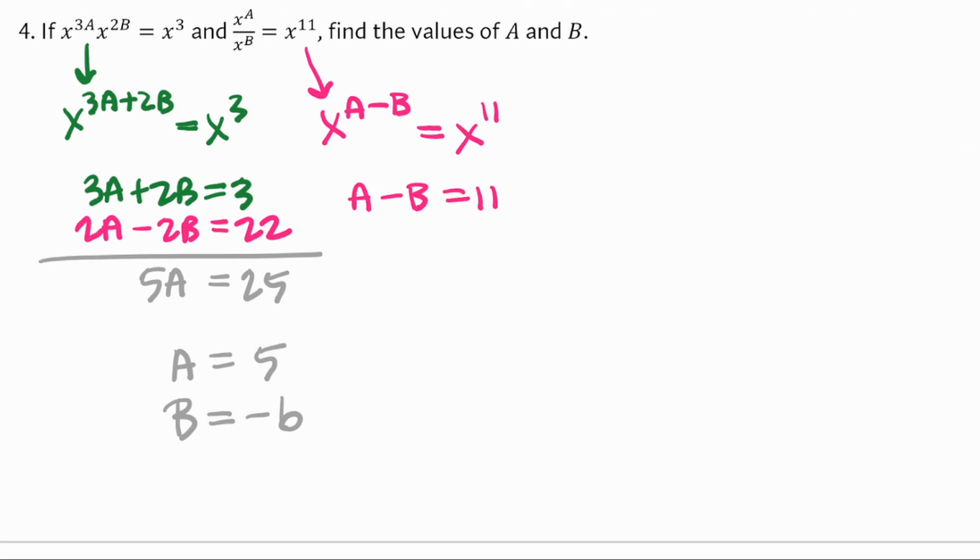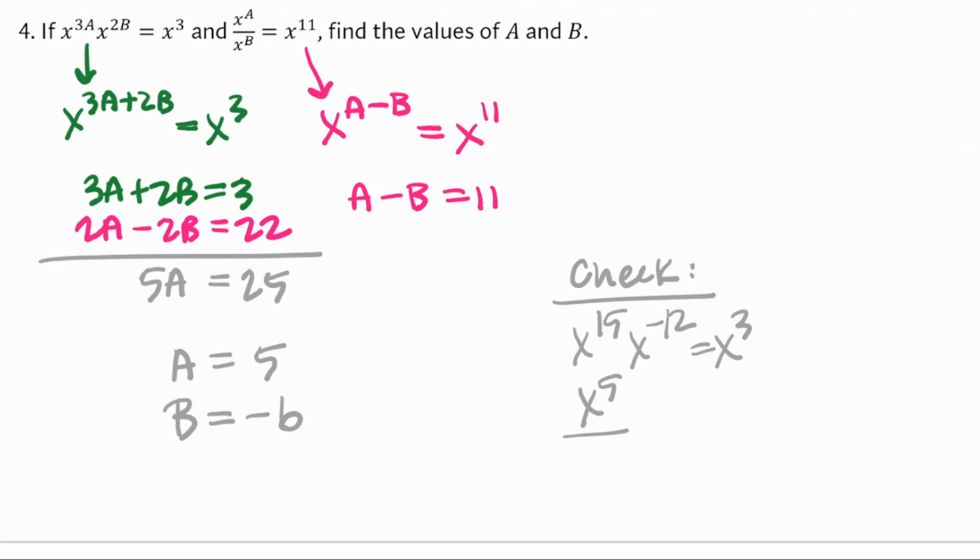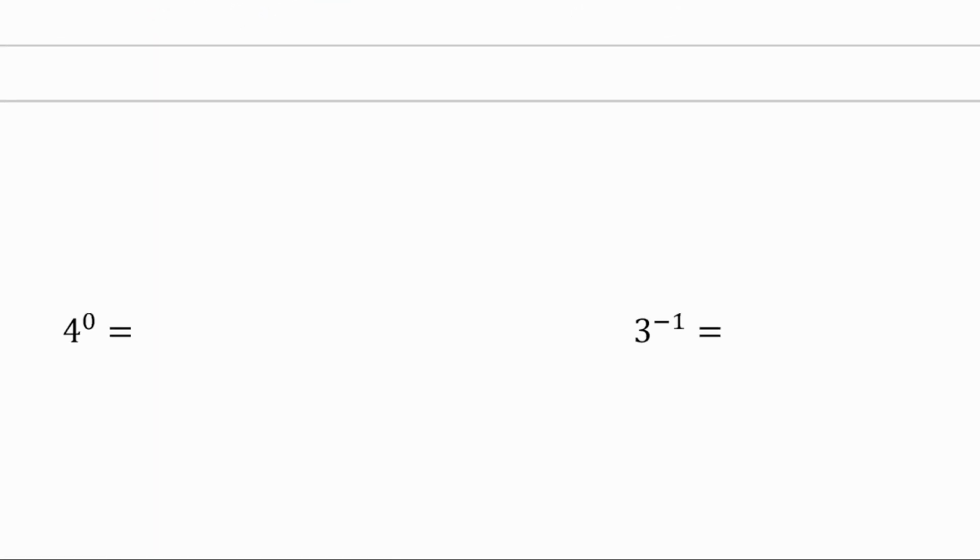So I'm going to go back in and check. I wouldn't necessarily expect you to do this on paper, but maybe you could do this mentally. We could say x to the 3a times x to the 2b, yeah, that's x to the 3, and x to the a over x to the b is x to the 11. Yeah, that works. Okay, and that didn't take too long. And it's worth a check.